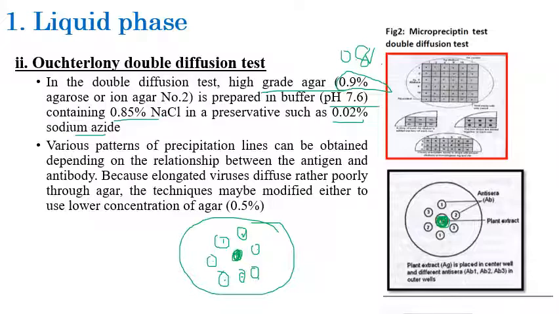This technique can also be modified to use a low concentration of agar, that is 0.5 percent. At this low concentration, 0.5%, this technique can also be used. This is the Ouchterlony double diffusion technique.